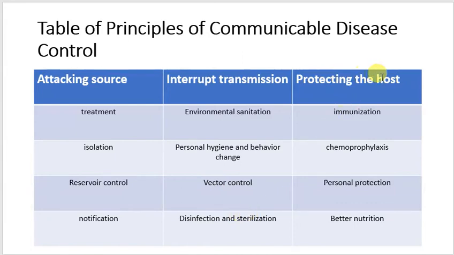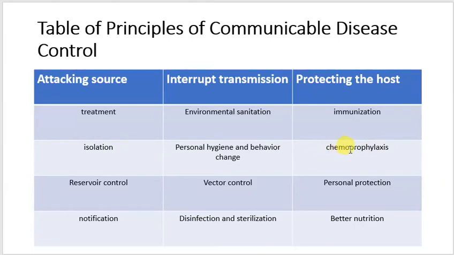In protecting the host, that means you prevent that host from getting infection. We have vaccine or immunization. You give vaccine to a person so that he can become resistant against the infection. We have chemoprophylaxis. Chemo means chemicals, and chemicals means drugs. So you give some drugs to a patient or someone who is not yet infected, so that he is not going to develop the infection. The best example of this is what we give to a pregnant woman.